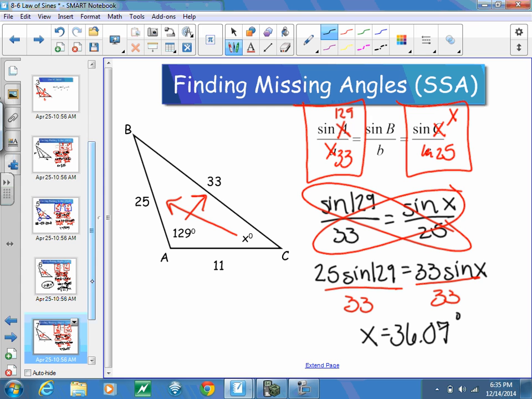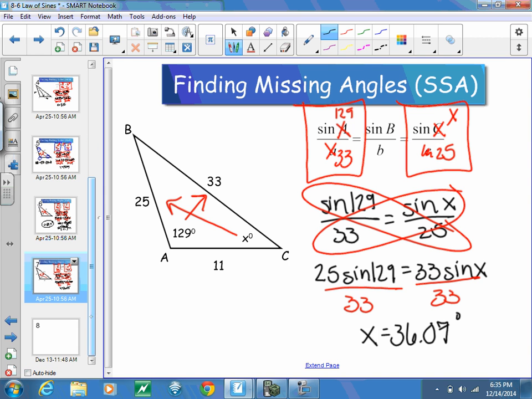Now that we've gone through this, we've seen two examples of finding a missing side and two examples of finding a missing angle. If you're struggling with this, go back, watch those examples again, and if you have any questions, bring those with you to class tomorrow.